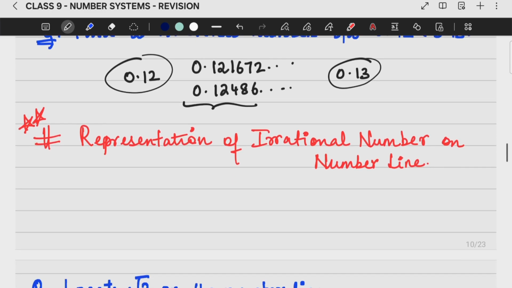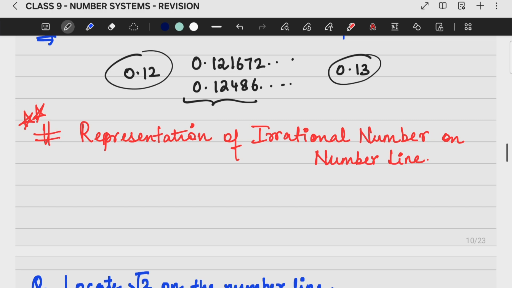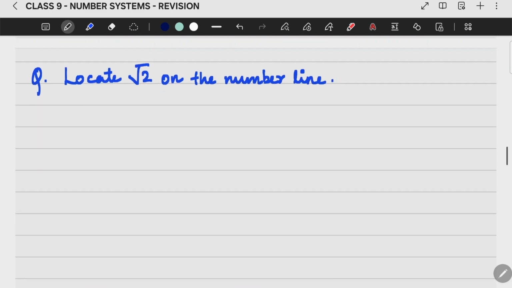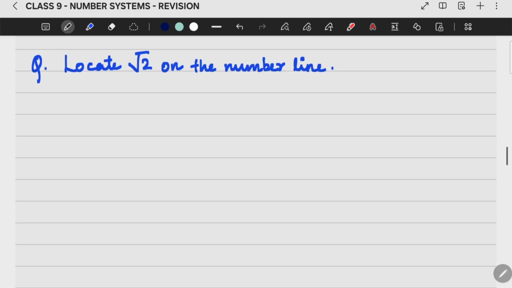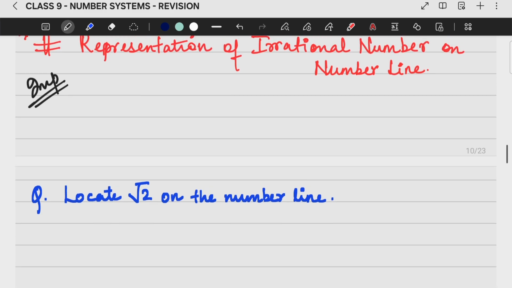Next one. How do you represent an irrational number on a number line? What are irrational numbers? Square root of 2, square root of 3, these are all irrational numbers. Now this is a very, very important topic under which you have questions. The very first thing is the basic thing: whichever irrational number you have to locate on the number line, always remember you have to use the Pythagoras theorem. What is the Pythagoras theorem?